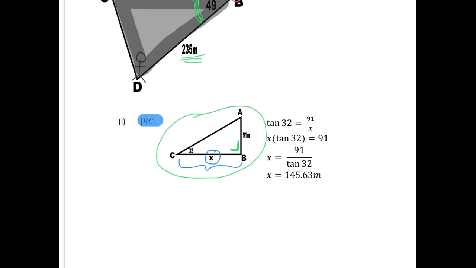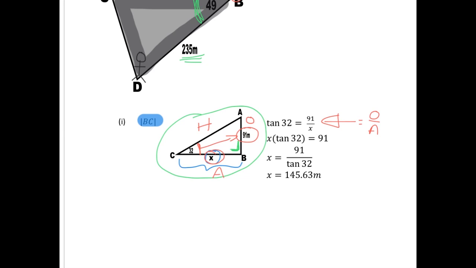So if we're given this angle here and these two sides, we should be using our tan because we have our opposite O and our adjacent A, but we do not know our H. So sine and cos won't work. So instead we'll use tan. So we have here that tan of 32 degrees is equal to 91 over x, which is O over A.